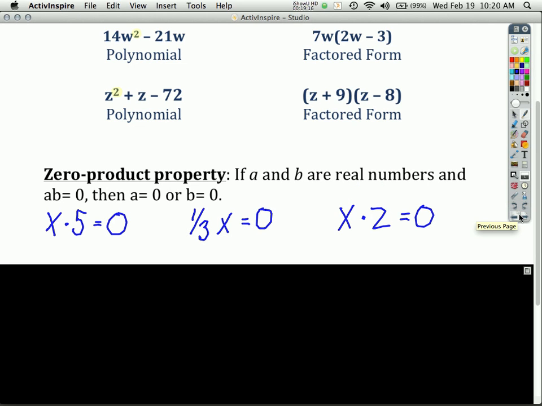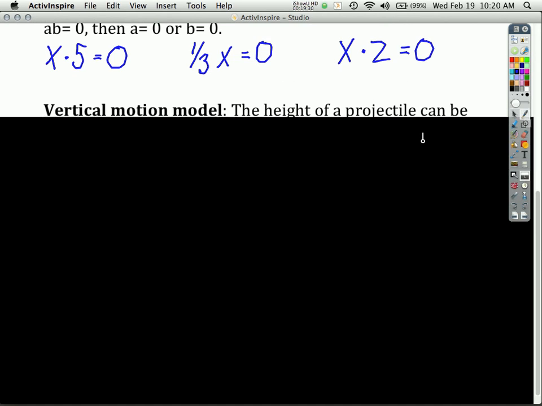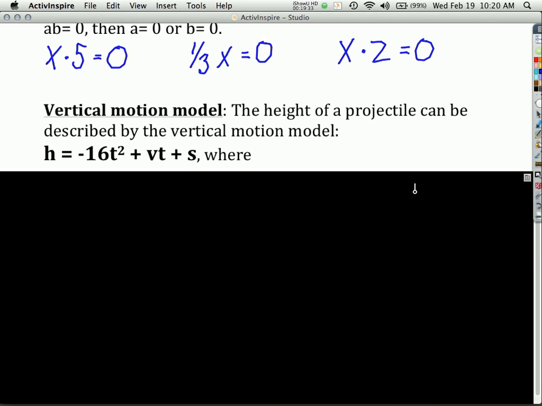All right, so now the real-world application of this is going to be something we're going to use starting today for the rest of the year. You already memorized it. Today you're going to learn what the different letters mean. And it's the vertical motion model. You already learned that h equals negative 16t squared plus vt plus s. You already have that in your mind. But what you didn't learn was what's the h, what's the t, what's the v, and what's the s. What is the vertical motion model? The vertical motion model is used for objects that are flying through the air.